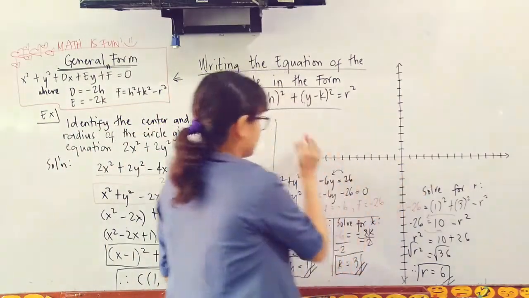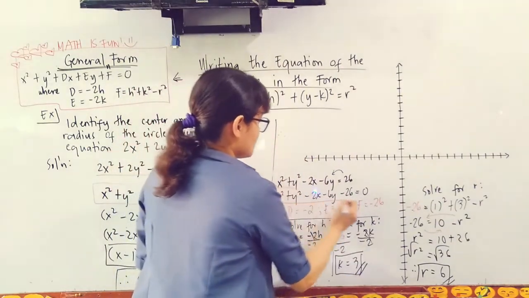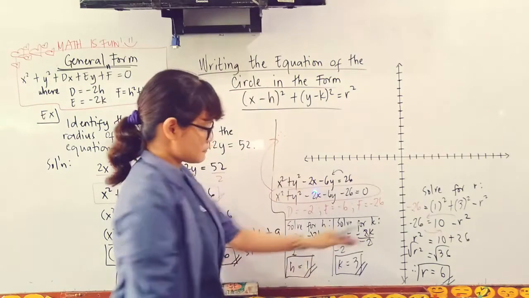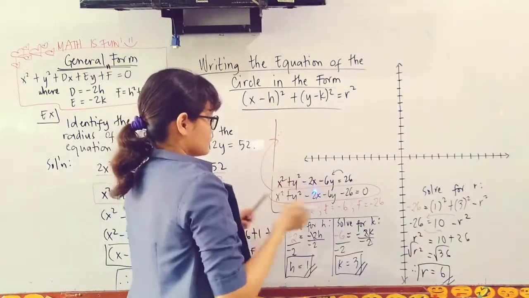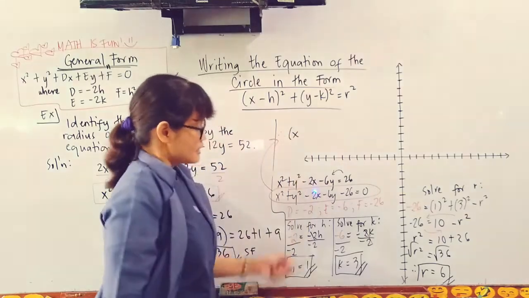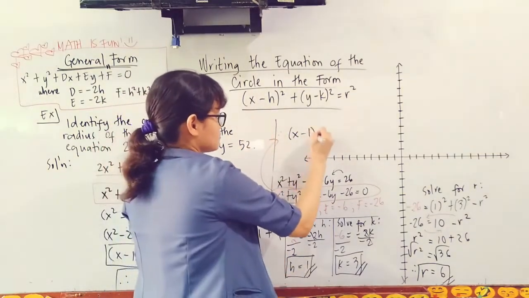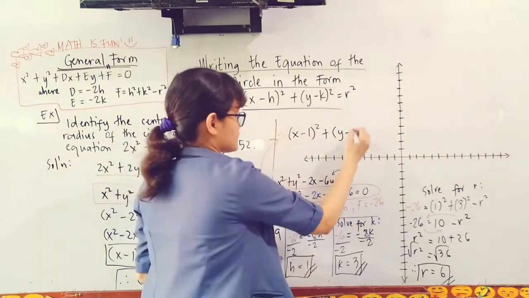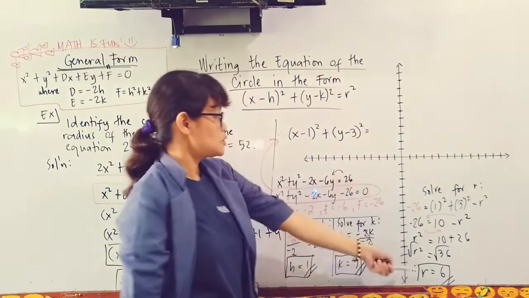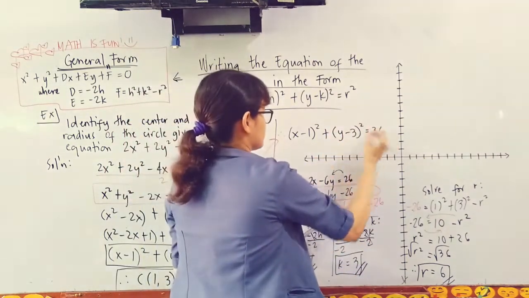So therefore, using this one, ito, okay? So using the values na kuha mo dyan, kailangan mo pang gawin to. Okay? So therefore, you have x minus, since this is already positive, so minus 1 squared plus y minus your k, which is 3. Squared equal to r squared, so 6 times 6, so you have 36.